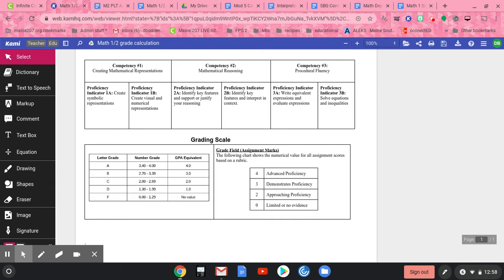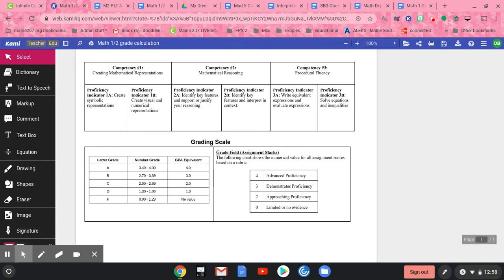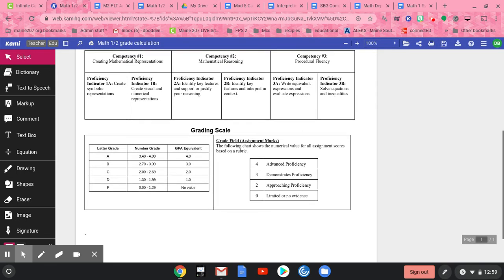Competency 1, creating mathematical representations. Competency 2, mathematical reasoning. And Competency 3, procedural fluency. Under Competency 1, we break that down into two different proficiencies, creating symbolic representations and creating visual and numerical representations.